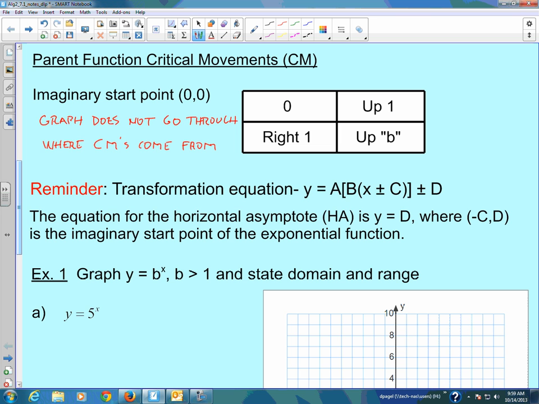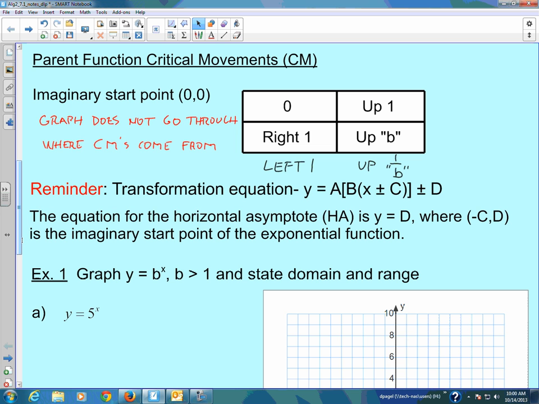So there we go. And we see here, we have a table here. I'm going to introduce another point, a left one. We would go up 1 over b. So there's a third value of a point we can introduce here. And there's our 3 critical movements.